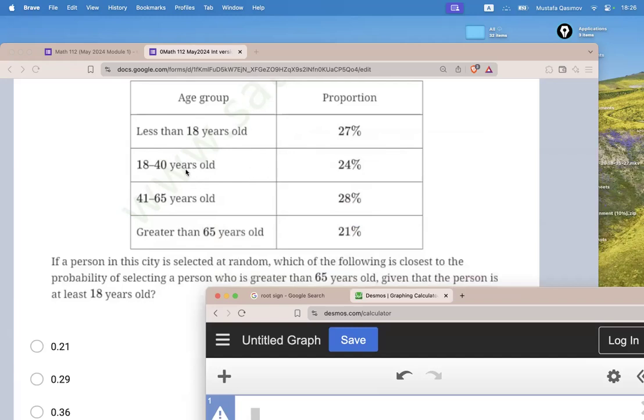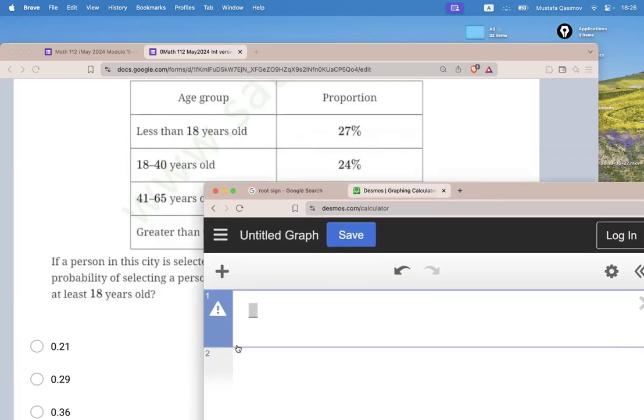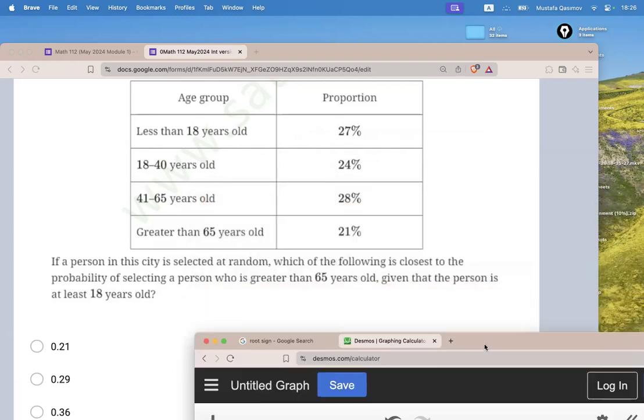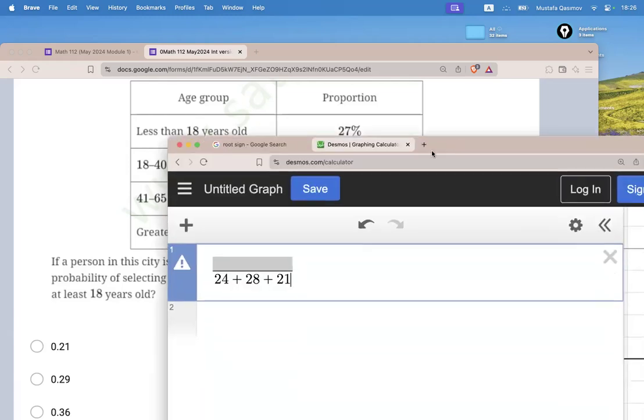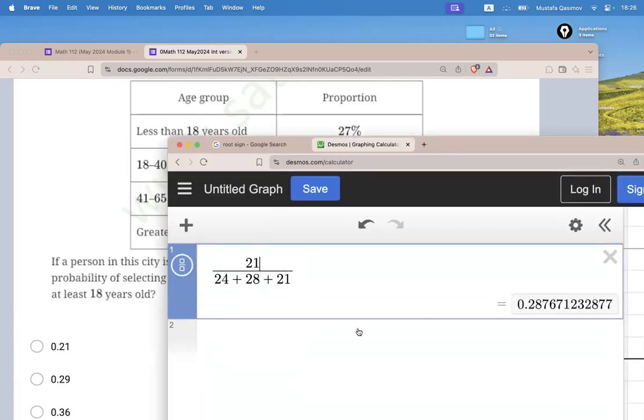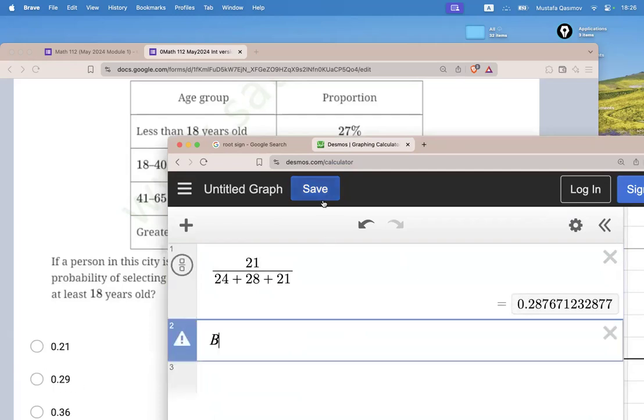So at least 18 years old is 24, 28, and 21, like that. Then it asks, what's the probability that this person is greater than 65? Greater than 65 means it has to be here, 21. So it is the answer. Answer is 0.29, B. Any question?